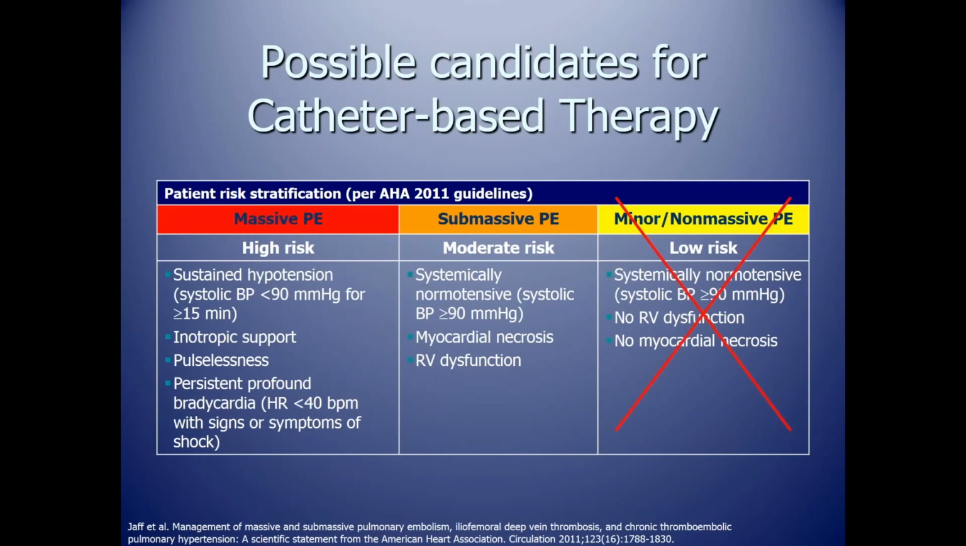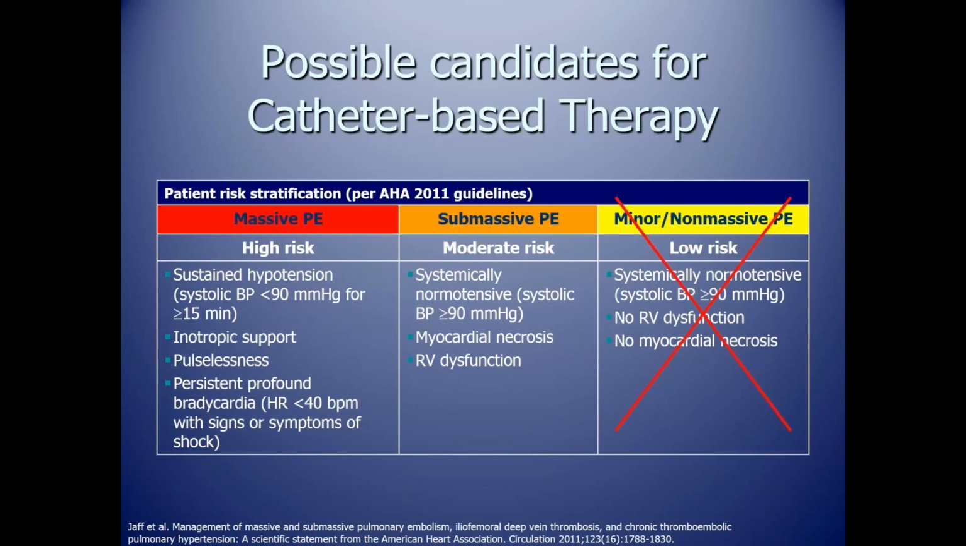When we're talking about which patients to treat, this is taken from the AHA guidelines, and we're really talking again about massive PE and submassive PE. Because we do have some people who are new to treating PE, patients with massive PE probably represent 5% or so of patients who present with acute PE, and those are patients who have sustained hypotension with a blood pressure of less than 90 millimeters of mercury for at least 15 minutes, those who are on pressors or really in cardiogenic shock. Minor or low-risk PE, that's not what we're talking about treating with catheter-based therapy.